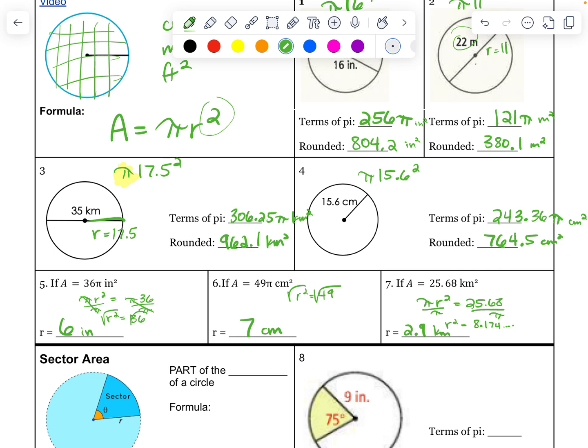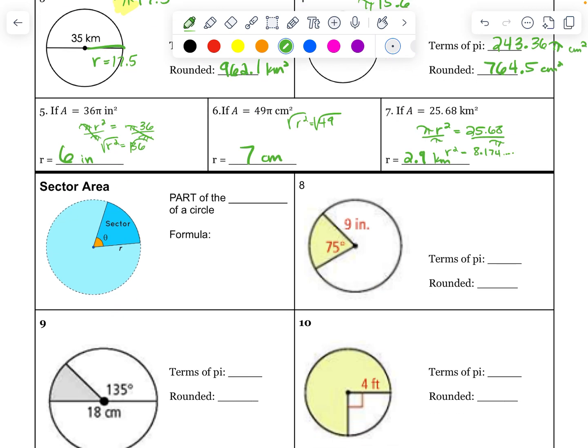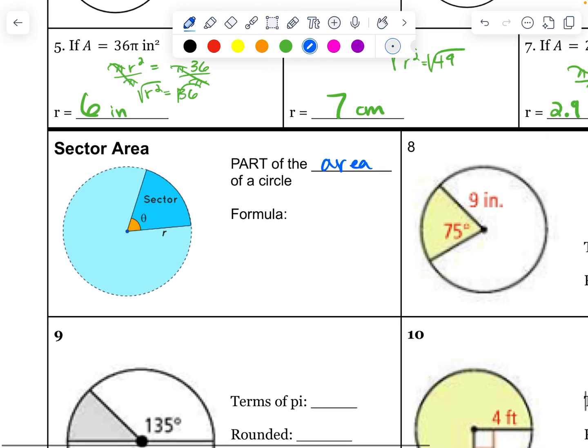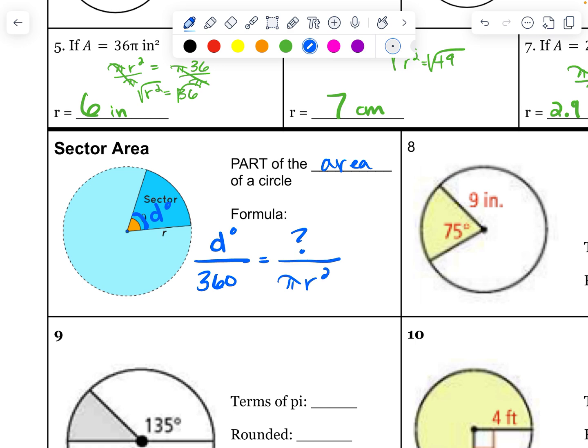Hopefully that was review. Hopefully you knew how to do area of a circle. So now we get into the 9th grade level stuff. Sector area. Lucky for you, it is very similar to what we did last week. It's part of the area, right? So we are yet again going to set up cross multiplication here. You take your degrees over your total, which is 360, equals the sector area over pi r squared.